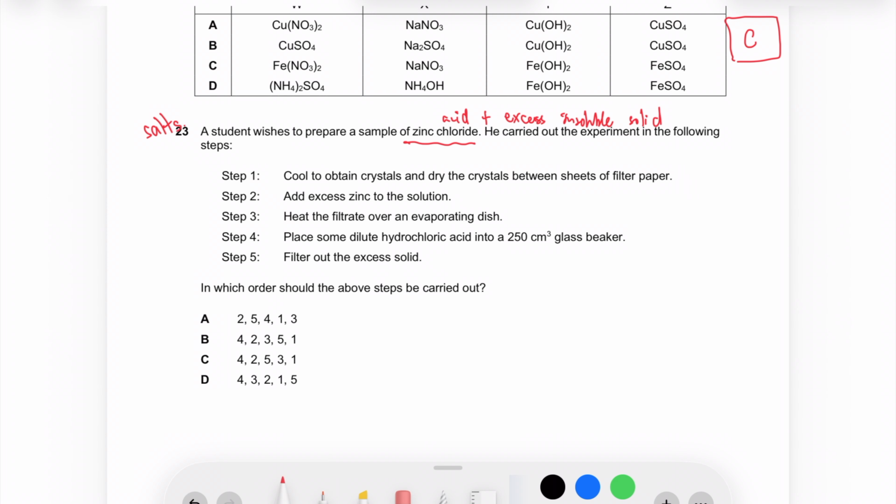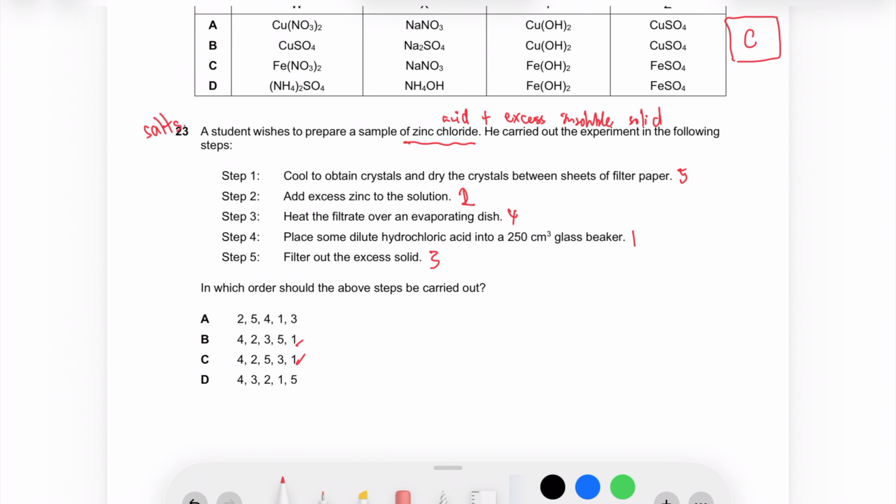Okay, so this should be the first step. Add excess. Put acid in the beaker first, then add excess zinc. Then you filter to remove the excess zinc. Then you heat it. Then you cool it to get your crystals.